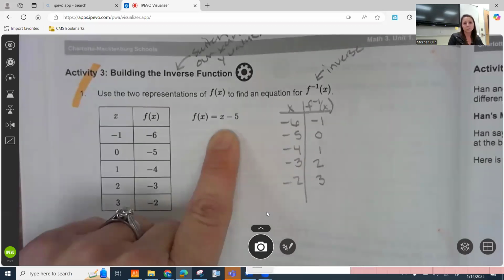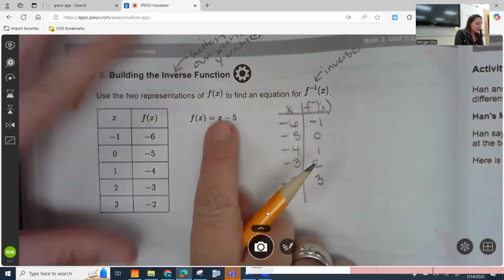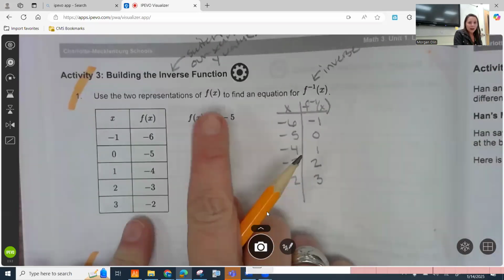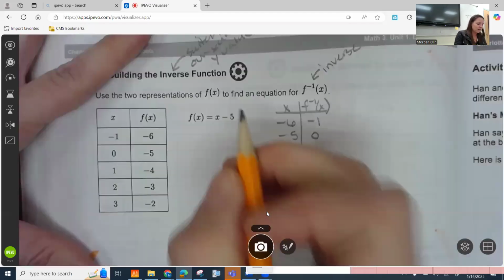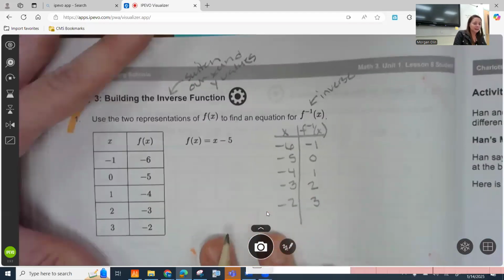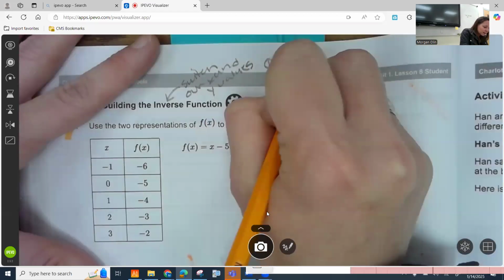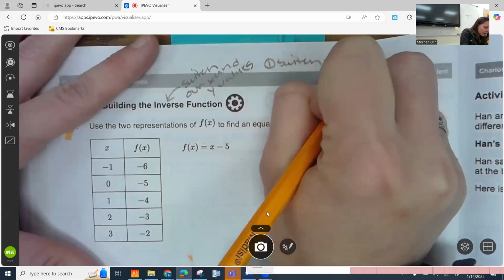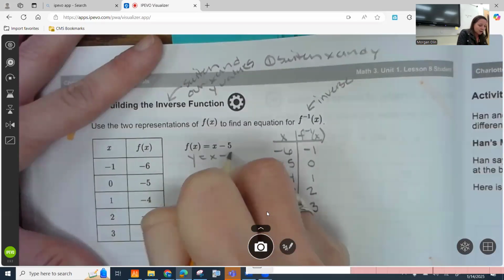Now watch how I do this when I find the inverse. Okay, so here, this table actually matches this function right here. All right, so let's write the equation. Now, whenever we write an equation, the first thing is we want to switch x and y. So here we go. Now, please realize that f of x means y right there.